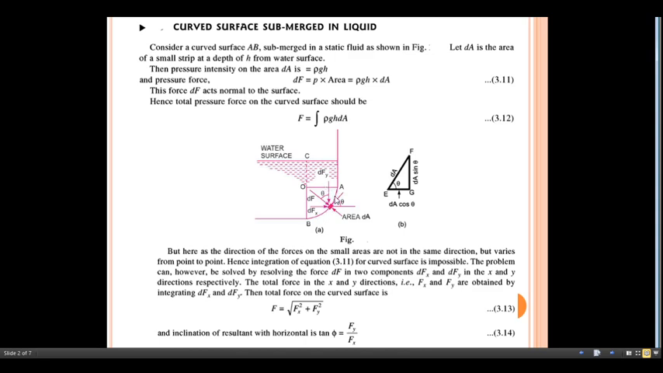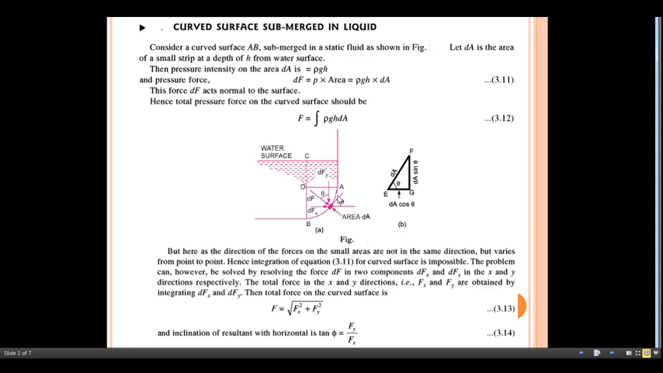The total pressure force on the curved surface is F equals the integration of rho g h multiplied by dA. If we draw a larger picture of the same, the angle made by this area with the tangent line is theta, so automatically we get this angle as theta. This is dFy and this is dFx. We'll discuss these two forces in the coming part.